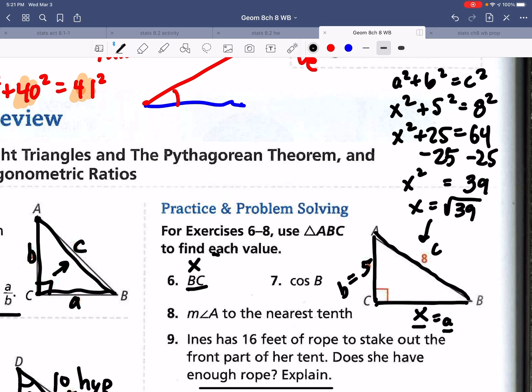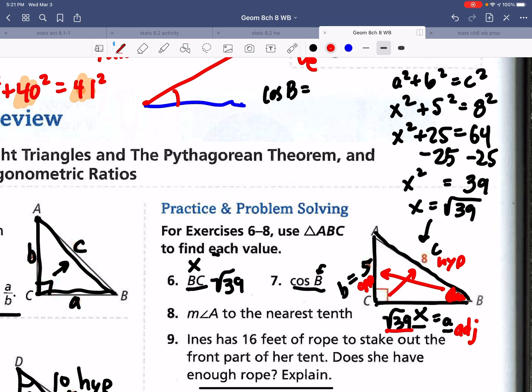That's what we get. So BC is the square root of 39. Now, what is the cosine of B? Okay, so the cosine of B is the opposite. So I can't use A, right? They said use B as my reference angle. So if I use B as my reference angle, this is the opposite. This is my hypotenuse, and this is my adjacent side. So the cosine of B would be adjacent, square root of 39, over hypotenuse 8.